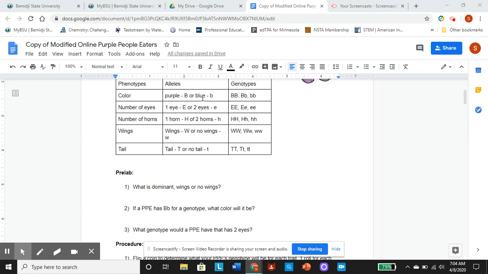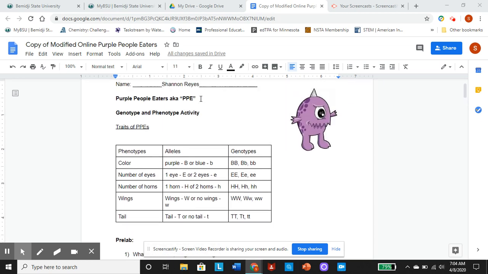So, moving on. So, traits of our Purple People Eaters. Remember that a genotype is the actual genes or the alleles that are expressed. So, a genotype would be something like this down here. Our big B, big B, big B, little b, little b, little b. Those are the genes on the actual chromosomes. So genes, genotypes. And then our phenotype is our actual physical attribute.